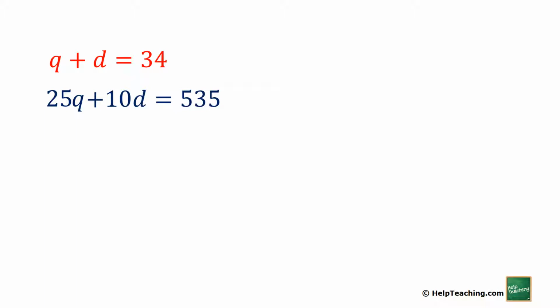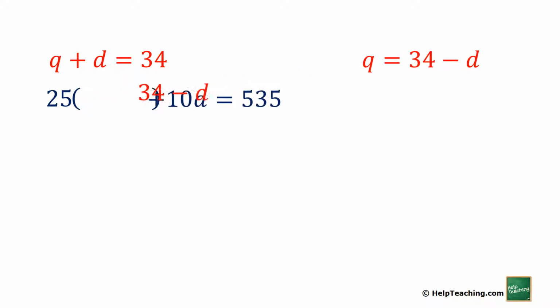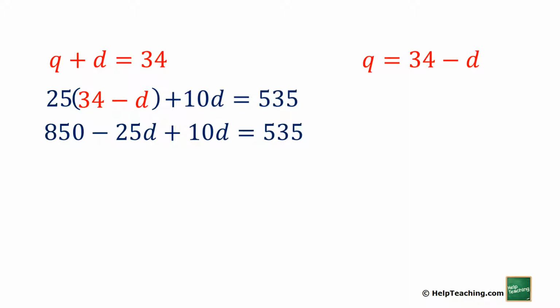In this case, I'm going to solve for Q, for the quarters. I can do that by just subtracting D from both sides of the first equation. Now that I have a value for Q, I can substitute it into where the Q is in the second equation. And then I can multiply everything in the brackets by 25, which gives me 850 minus 25D plus 10D equals 535. I can combine the D's, negative 25D plus 10D gives me negative 15D.